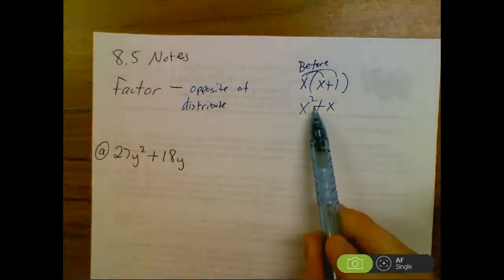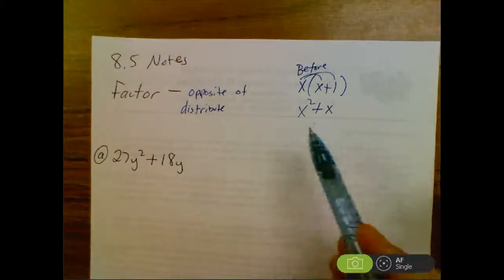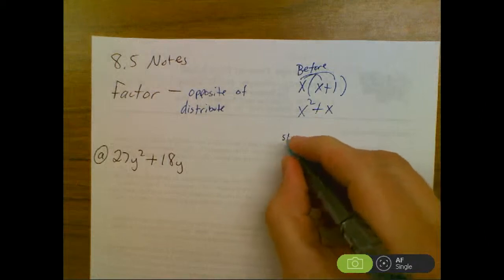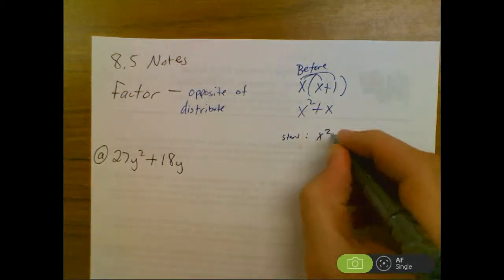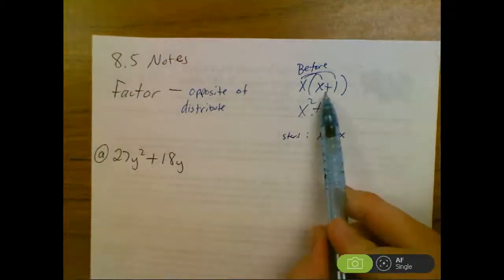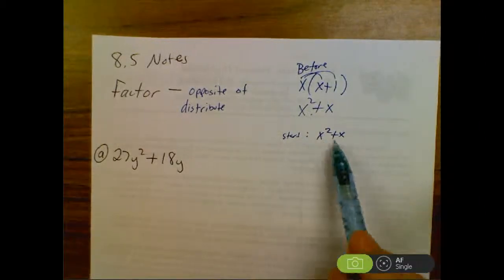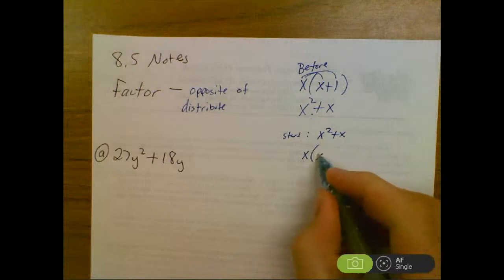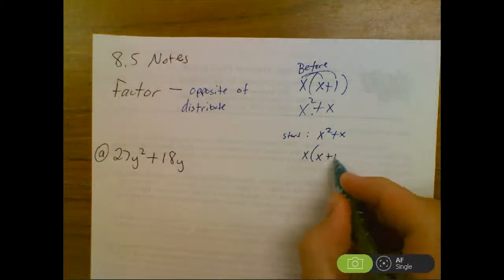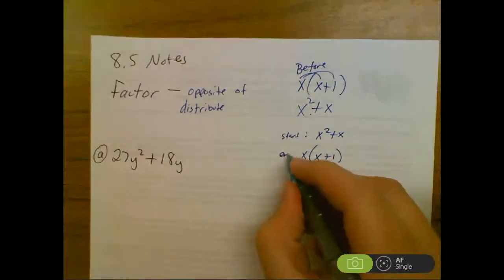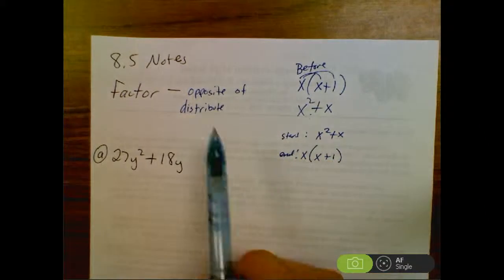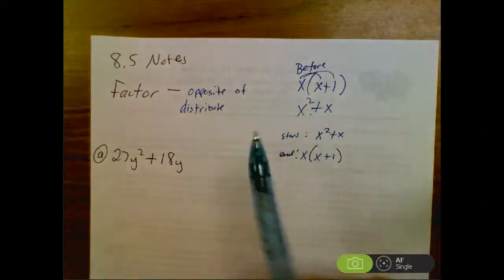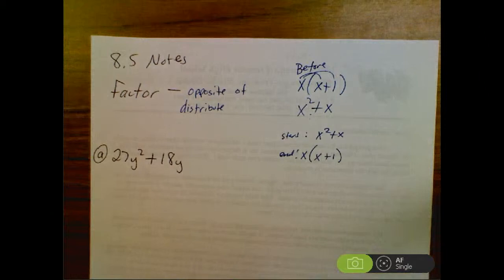So we're going to try to start with this. So start with x squared plus x, and now we're going to go back to this. So what do these two things have in common? Well, they both have x's, so let's factor that out in front. What times x gets x squared? x. What times x gets x plus 1? So it's the opposite of what we did before, where we multiplied everything out. Now we're going to factor. We're going to take it out and make it look like the beginning of a problem before.